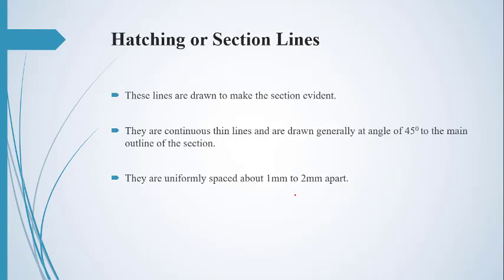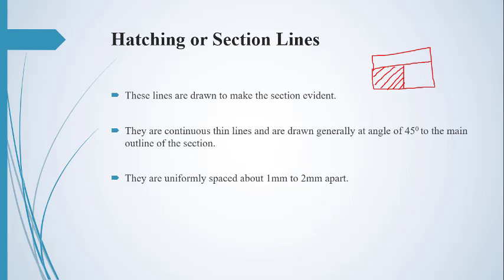Hatching or section lines are those lines which are drawn to make the section evident. Any section that we want to make evident, the hatching or section lines are drawn. For example, this is a building. In this building we have different portions or parts, and we want to clarify a portion of the building. So we will draw lines, and those lines are known as hatching or section lines. These are the hatching and section lines.